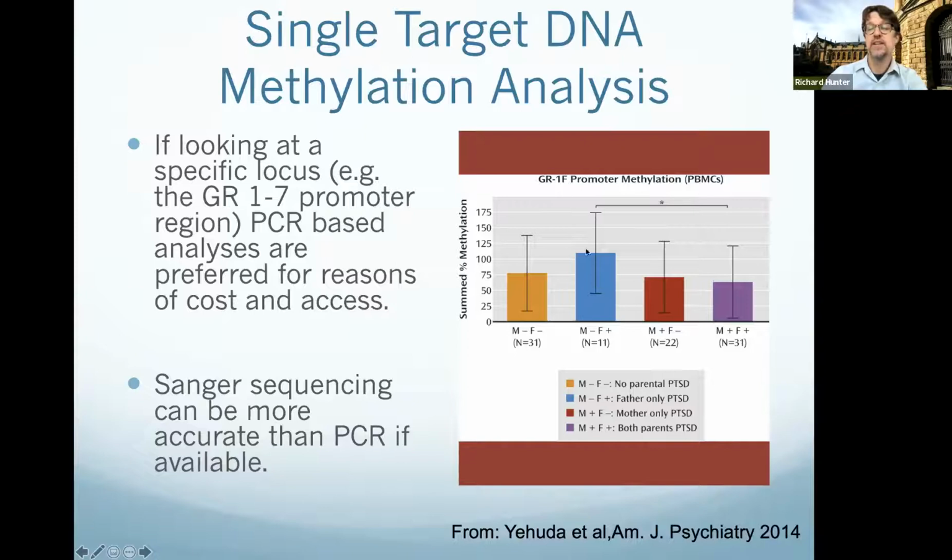And so this tells us a little bit about this, and that basically it seems that maternal PTSD is a lot more significant factor in changing the expression of glucocorticoid receptor, at least in peripheral blood, than paternal PTSD.